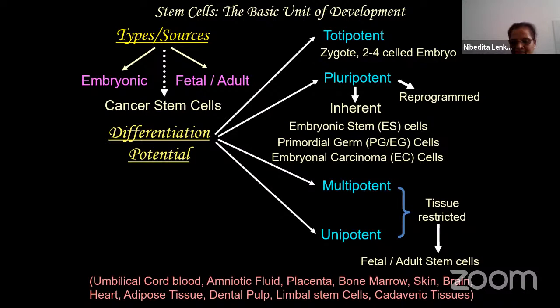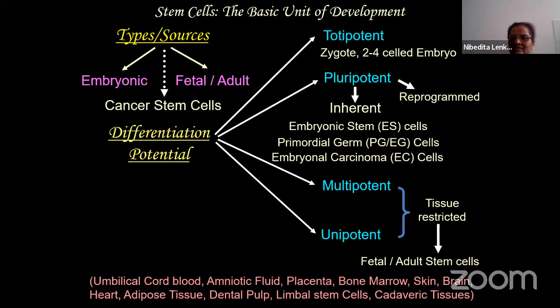This can be inherent pluripotency, which is basically in the developing embryo, where we take the ICM cells, which give rise to the embryo proper. Those are the cells called embryonic stem cells, which are derived from the developing blastocyst, from the ICM of the blastocyst stage of the embryo. So those are the pluripotent cells because they can give rise to all the cell types.